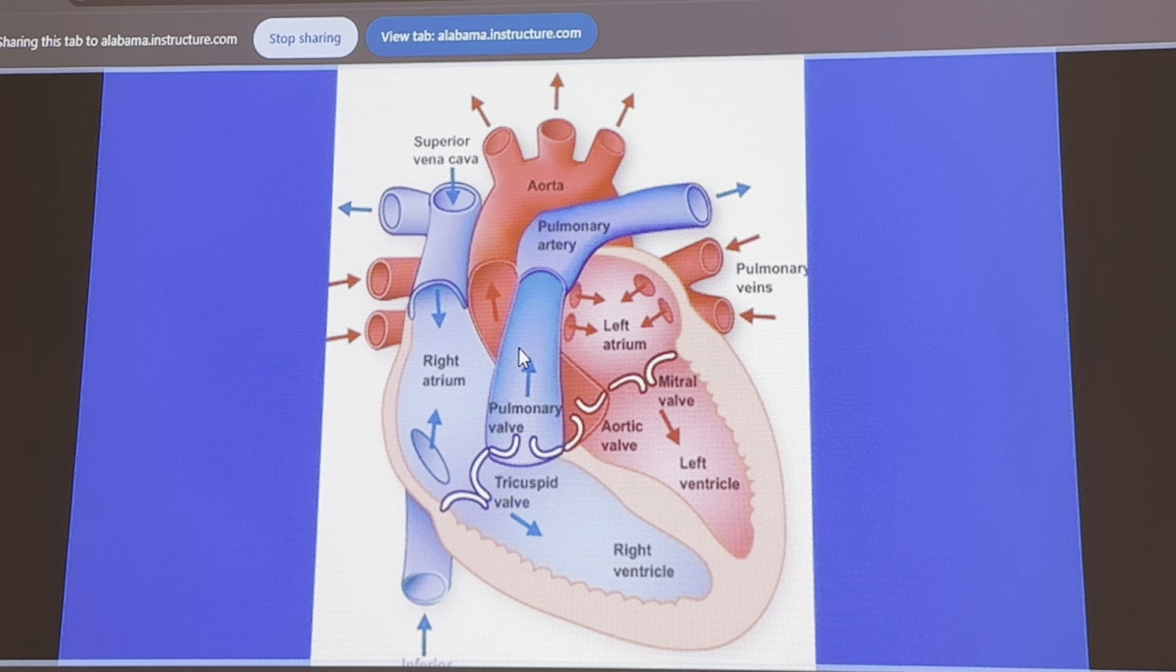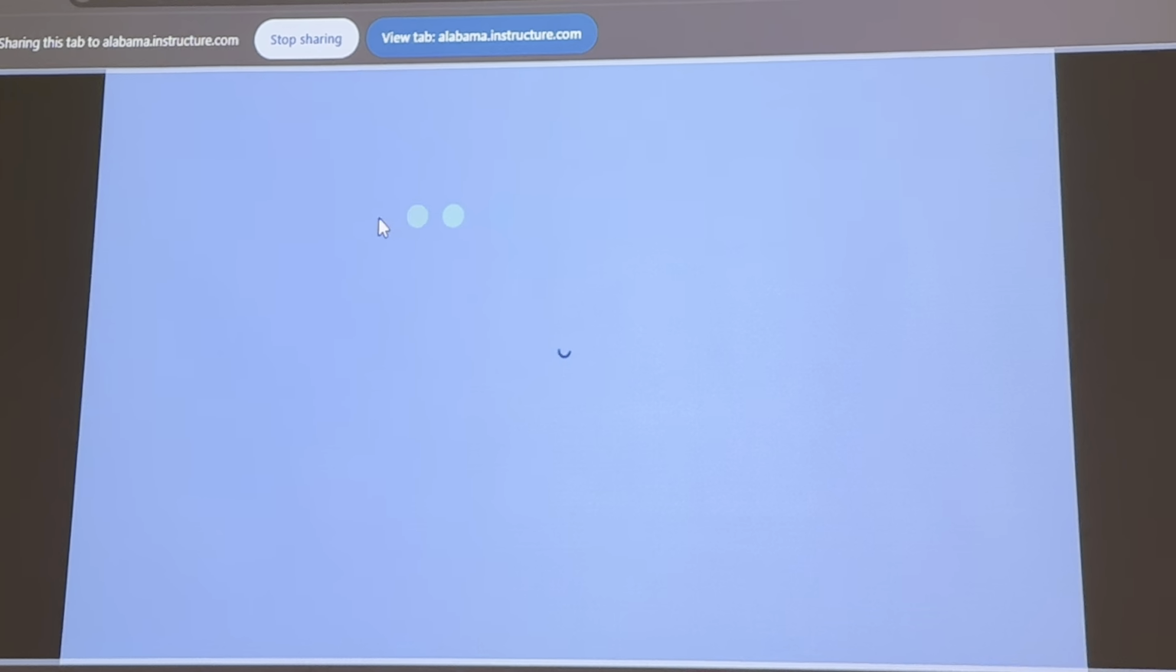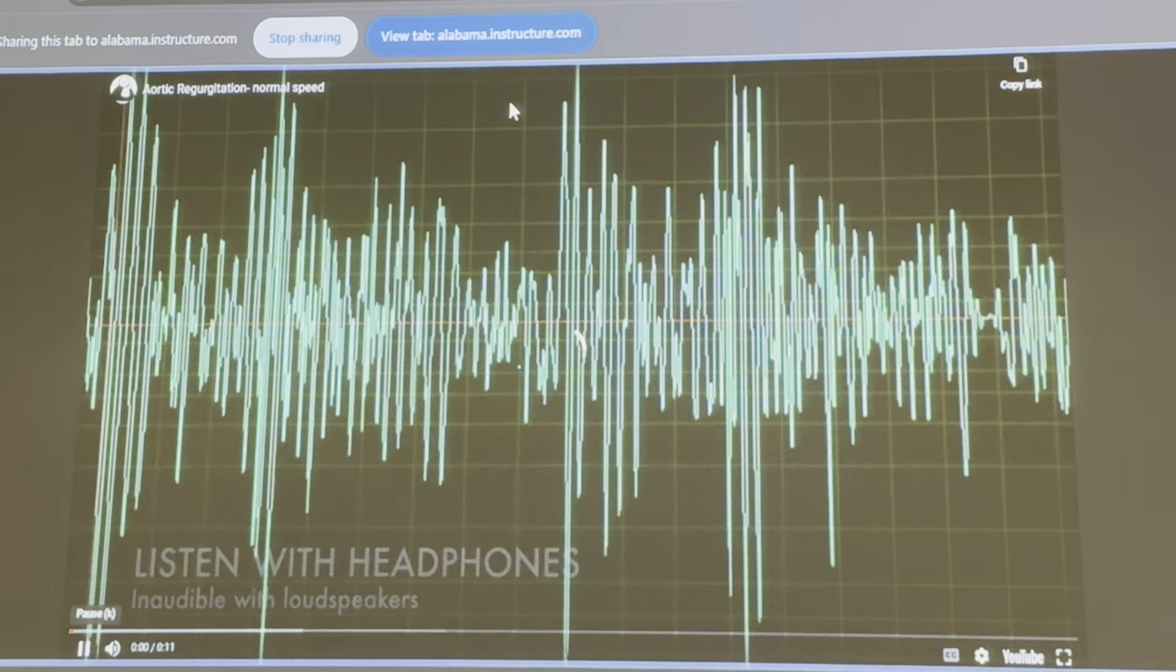Remember, it's a high-pitched, blowing, decrescendo murmur. So decreasing in intensity. So let's take a listen. I know it's hard to hear it, but let's just take a listen.